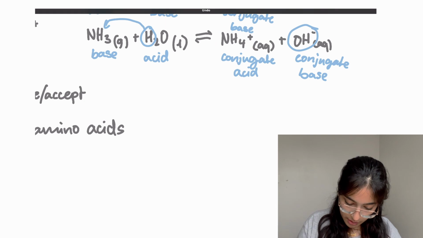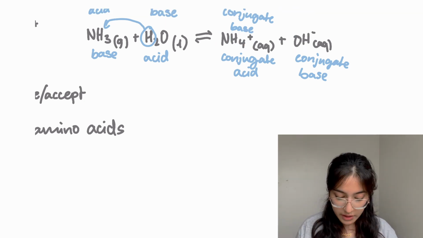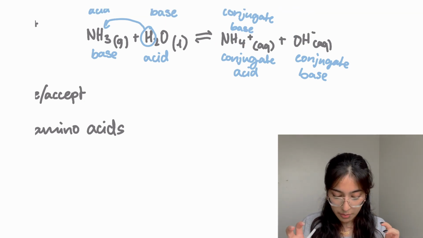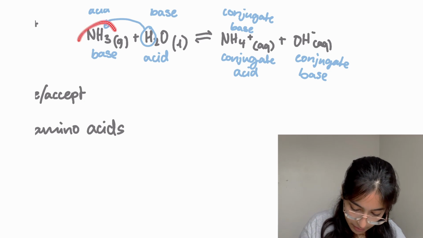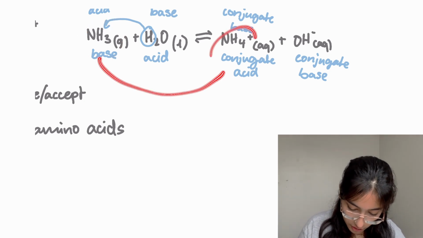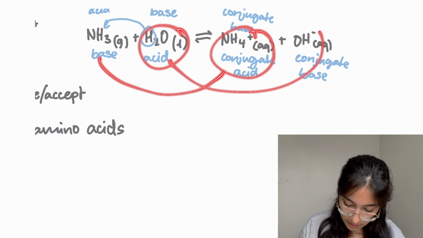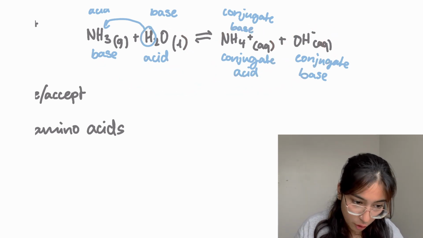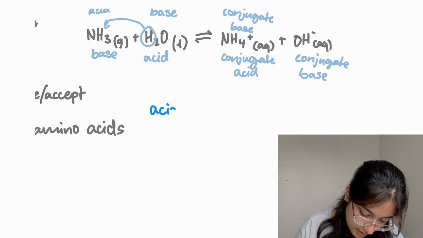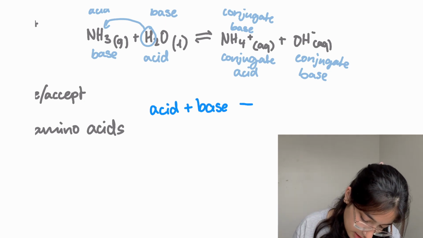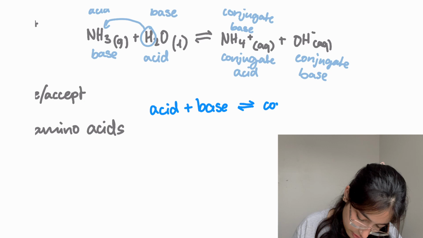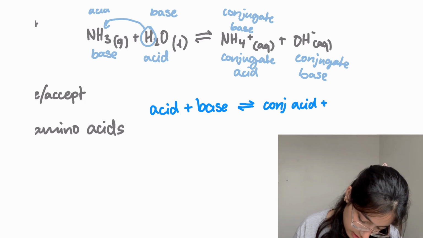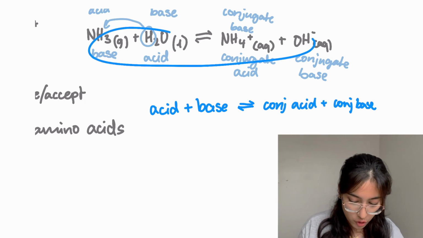So for example, this H is going over to here. What we say is that these are conjugate acid-base pairs. So this base is to this conjugate acid, and this acid is to this conjugate base. The official way that we can think of this is that you'll always have an equation where it's acid plus base in equilibrium with a conjugate acid and a conjugate base, as shown in this example.